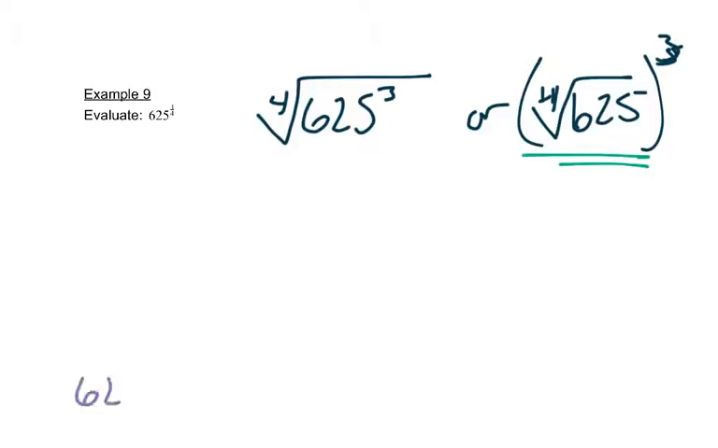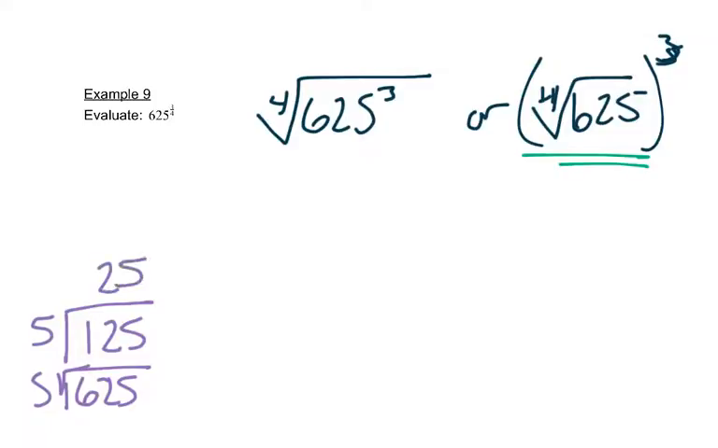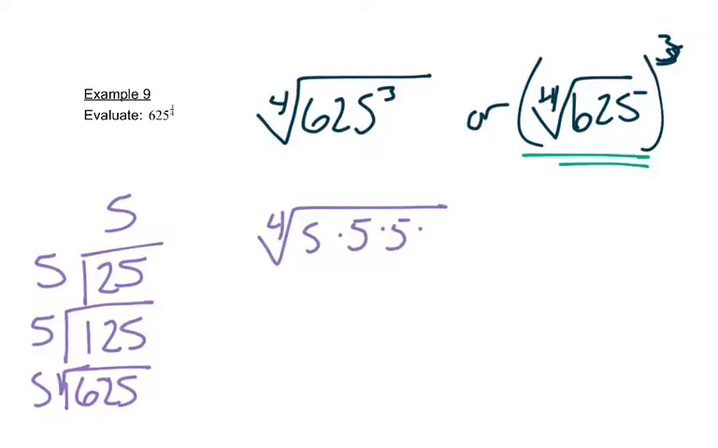So let's deal with that 625 first. It ends in a 5, so I'm going to divide by 5. And if I do 625 divided by 5, I get 125. That one also ends in a 5, so I'll divide by 5, and I get 25. That one also ends in a 5, I'll divide by 5, and I get 5. So now we know that we have the 4th root of 5 times 5 times 5 times 5, and this is still in parentheses, to the 3rd power.